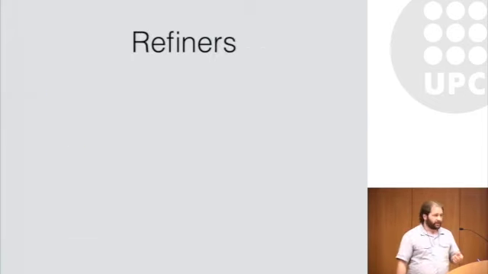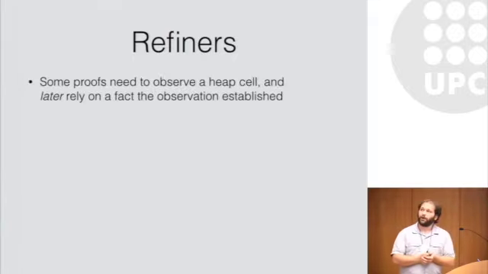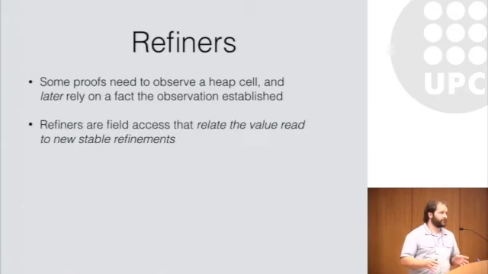The main form that this takes is what we're calling refiners. So essentially, for some proofs, some algorithms, what happens is you observe the heap at one point in time, then examine what you read out, which establishes some new property of the data structure you're looking at, which you then need to rely upon later on to discharge a verification obligation. So essentially, refiners are heap accesses that relate the value you just read to a new stable refinement on the reference you read it out of.